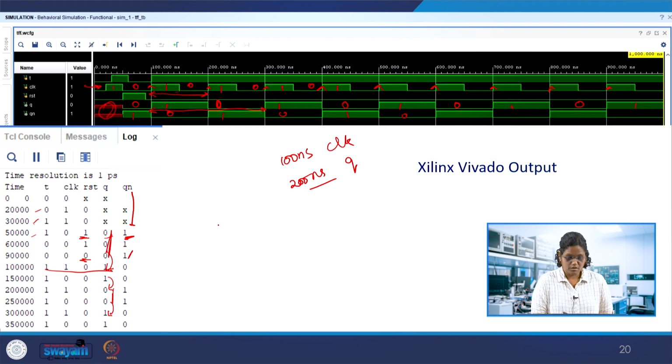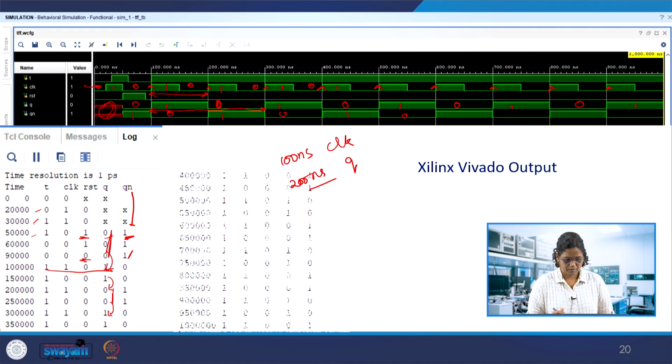This is one example of instantiating one module in a sequential circuit, instantiating the D flip-flop and building the other flip-flop. This is a list of the outputs at 400, 450, 500 and so on, and you can observe the change in the Q also.